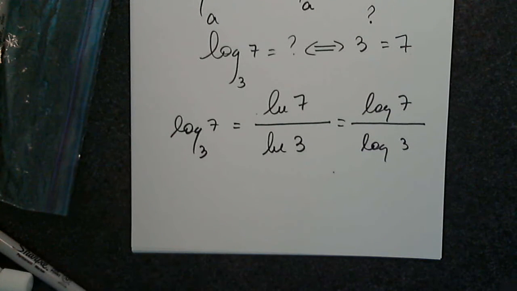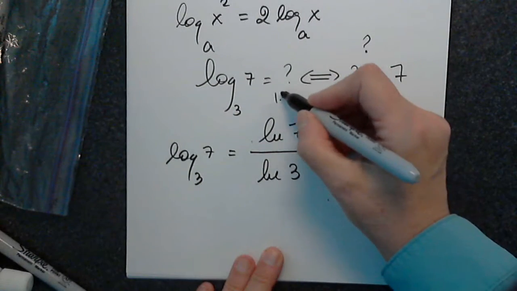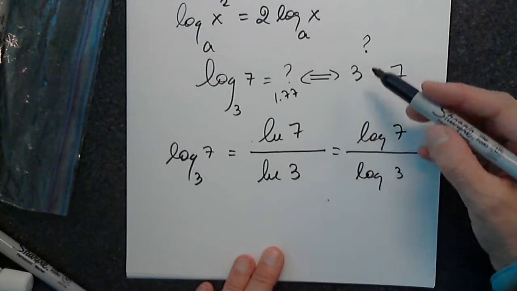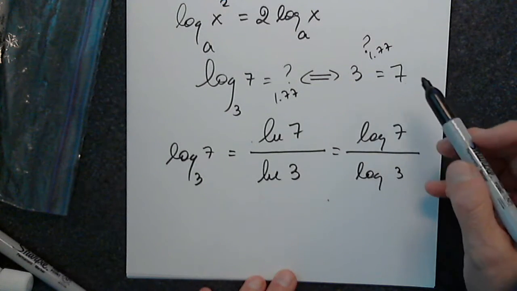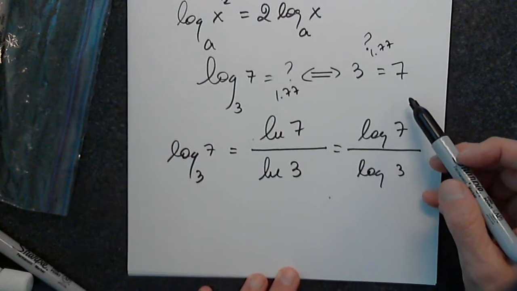But now I want to check this. How will I check this? How will I check whether 1.77 is correct? Here's why and how. So I claim that this is 1.77. I raised 3 to 1.77. What should I get? If 1.77 is correct, what should I get?